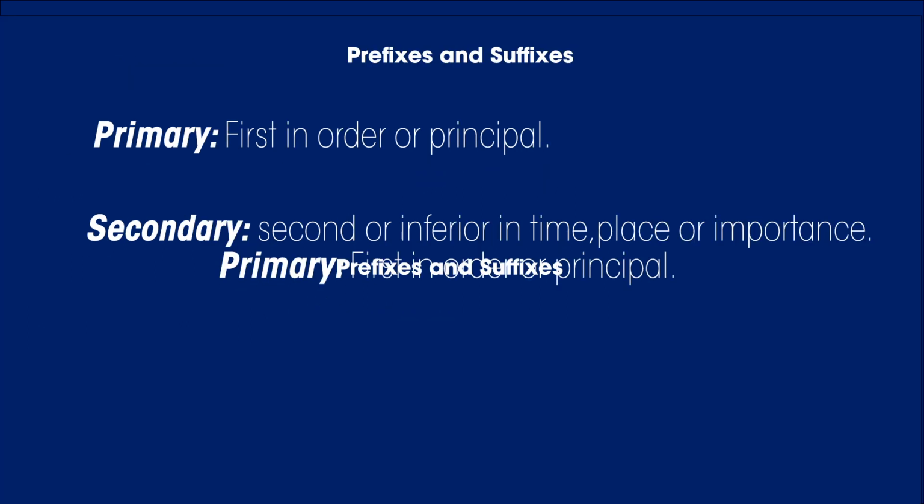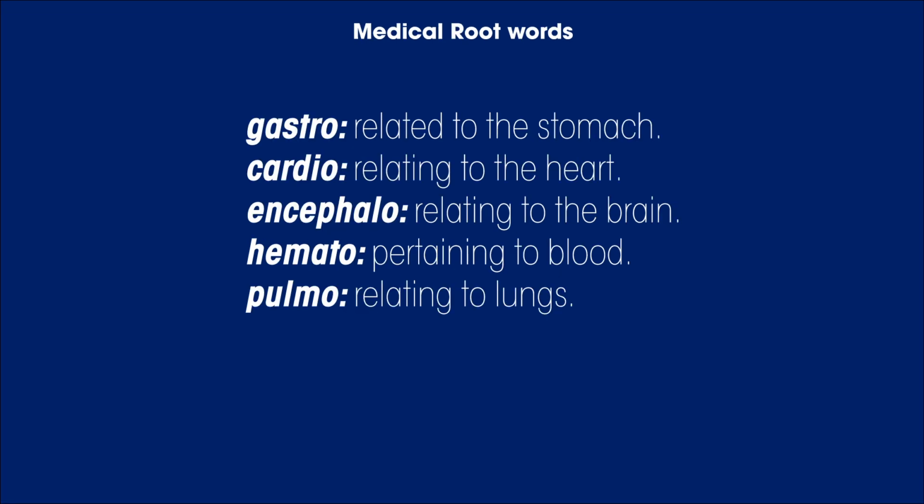Primary. First in order of principle. Secondary. Second or inferior in order of time, place, or importance. So now moving on to medical root words. They signify the involvement of the organ system involved in question. For example, gastro related to the stomach, cardio relating to the heart, encephalo relating to the brain, hemato pertaining to blood, pulmo relating to lungs.